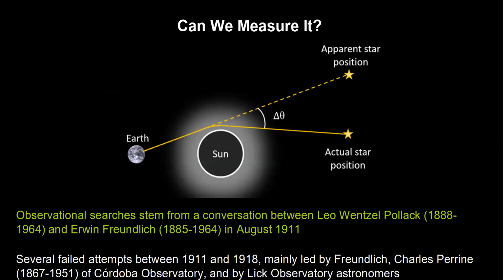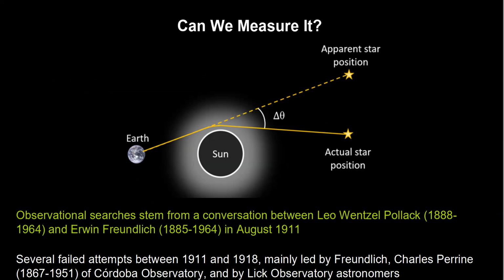Then the obvious follow-up question is, how do we measure it? It was obvious already for Einstein that the way to do it is during total solar eclipses. So you compare the apparent position of stars when the sun is nearby on the sky with the positions of the same stars when the sun is not there.